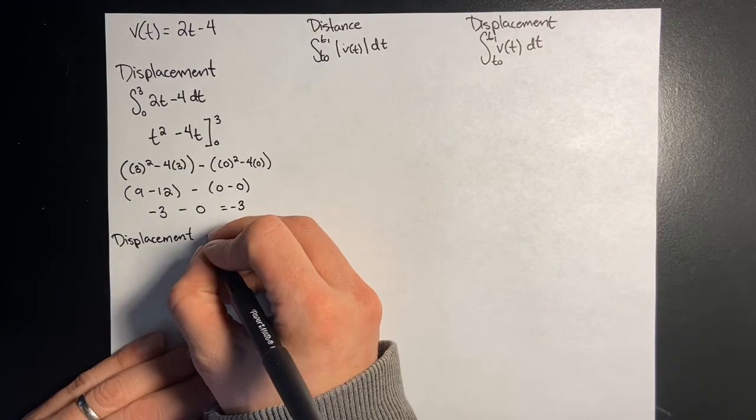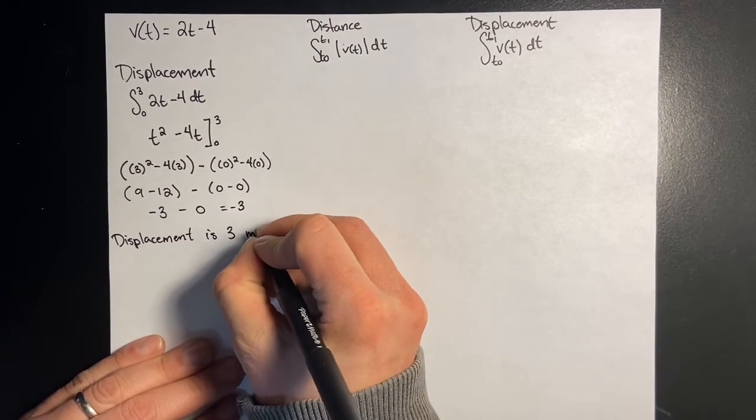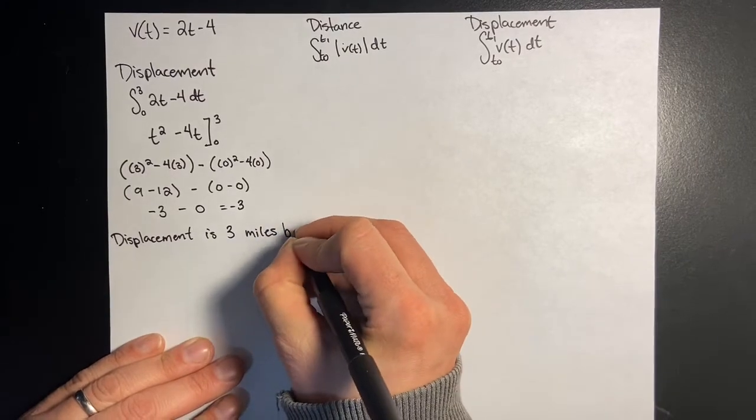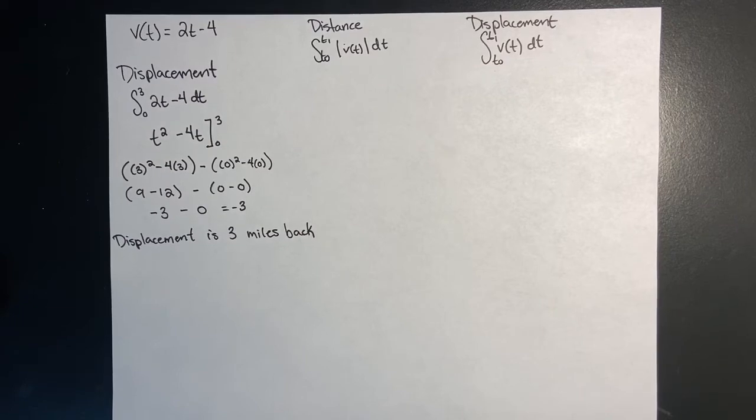So this displacement is 3 miles, and we'll say back in the reverse direction, whatever that means. Backwards, downwards, in the negative area. That's what displacement is, 3 miles back.